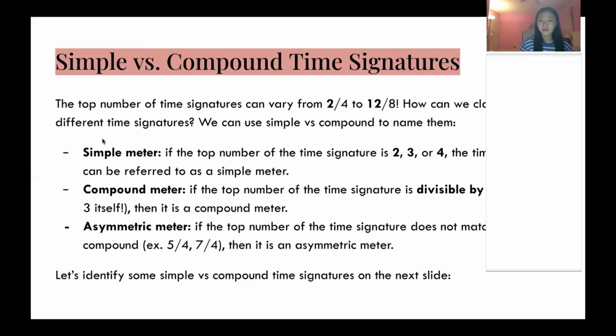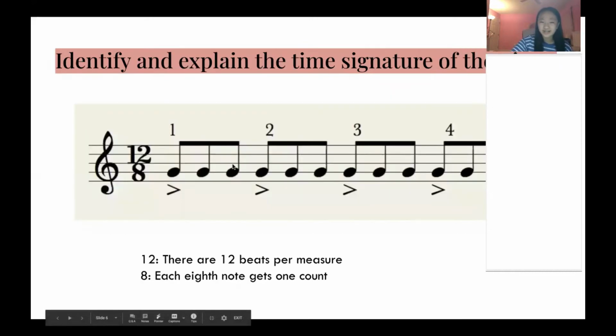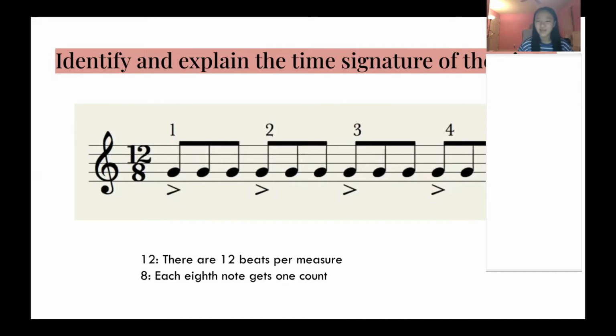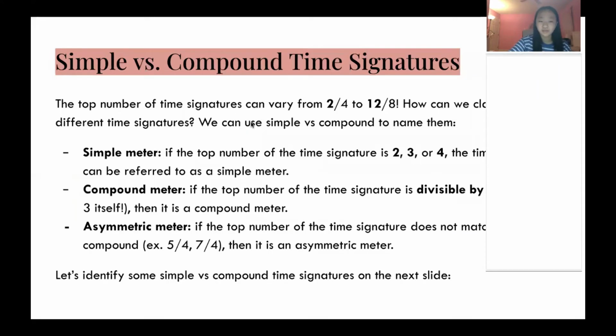So for example, the 12/8, which is what we saw last, that would be considered a compound meter, because you can easily divide it into 4 different beats. Usually when you play in 12/8, you're not going to count 1, 2, 3, 4, 5, 6, 7, 8, 9, 10, 11, 12. That takes so much longer to count than just 1, 2, 3, 4. So even though there's 12 counts, we compound the counts together, and that's why whenever it's divisible by 3, it's called a compound meter.